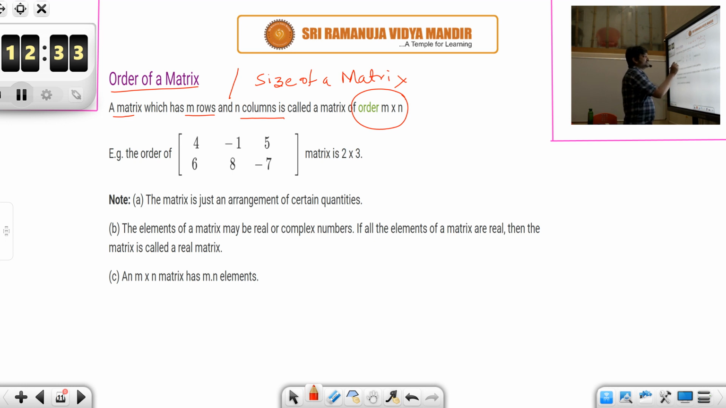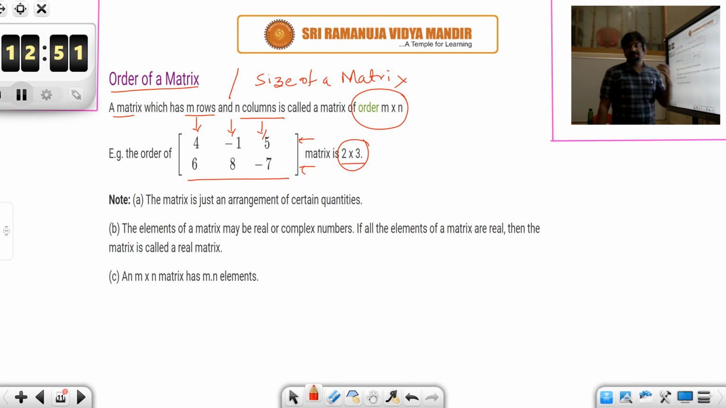If you look at this example, what is the order of this particular matrix? See how many rows are there? 1, 2, there are 2 rows. And how many columns are there? 1, 2, 3. So there are 2 rows and 3 columns. So we'll say that the order of this matrix is 2 by 3.